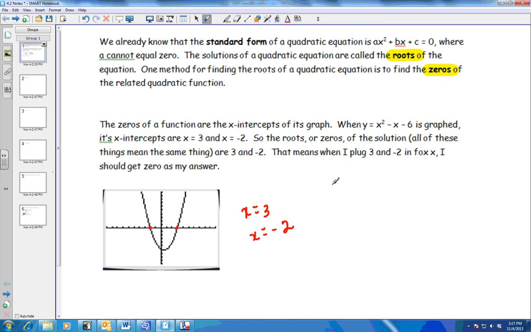This is the equation that goes with this graph. When I plug 3 in, 3 squared minus 3 minus 6, that's 9 minus 3 minus 6, all of that should equal 0, and it does. I could plug in negative 2 and get the same thing. So 3 and negative 2, when I plug them into this equation, give me a true equation. So the roots, or the zeros, are where my graph intercepts the x-axis. Notice we don't care anything about the y-axis, we're just talking about the x-axis.